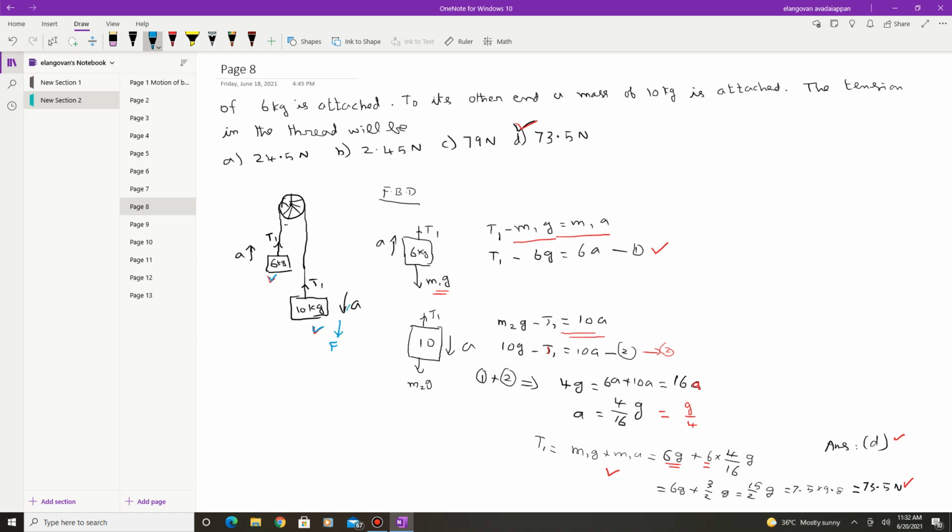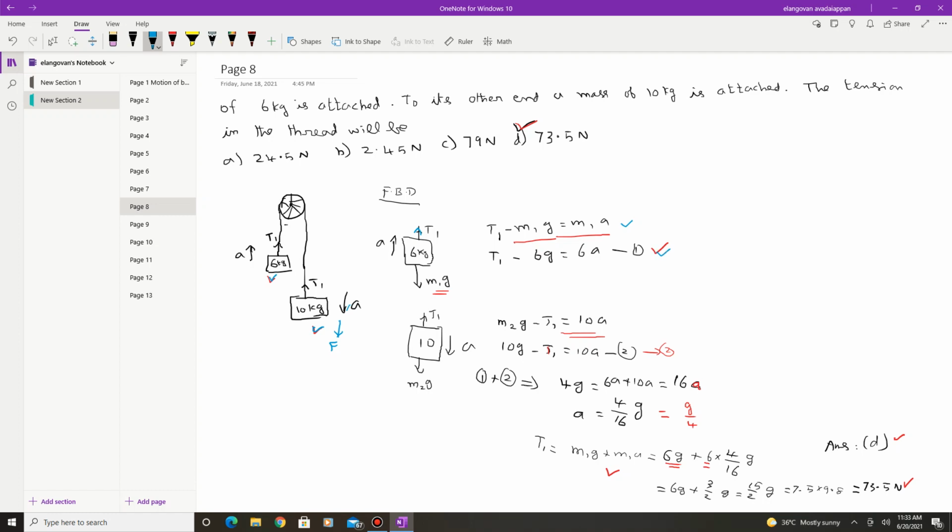Let us draw the free body diagram for the block of mass 6 kg. In the upward direction the tension is T1, and there is always a downward pull due to gravity, which is m1g, and the acceleration of the block on the left side is upwards. So the equation of motion is T1 minus m1g is equal to m1a. Since m1 is given as 6, T1 minus 6g is equal to 6 times a. So that is equation 1.